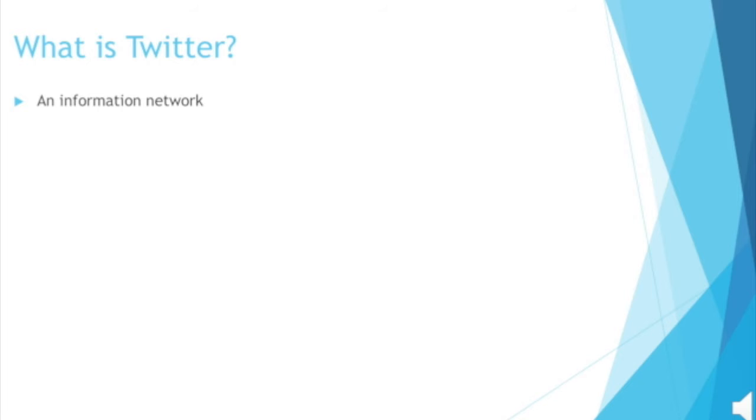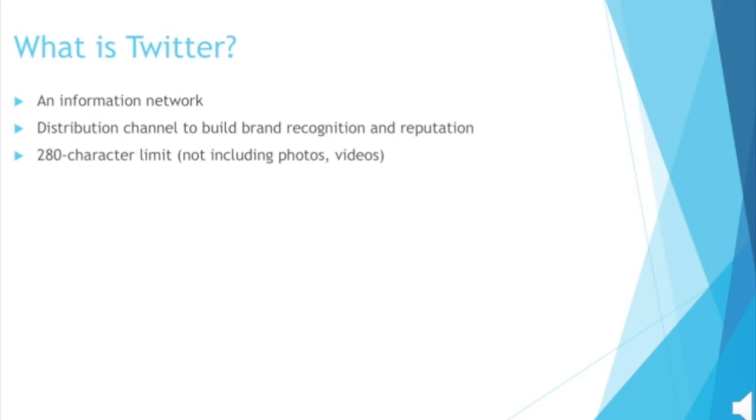Twitter is an information network, a distribution channel that is used to build brand recognition and reputation. Now, one of the key things that makes Twitter stand out above all the other social networks, and what often scares people the most, is its character limit. Twitter has a 280 character limit for you to say what it is that you need to say. That means that with Twitter, thoughts and content are short and straight to the point. The character limit does not go into effect when posting photos or video.